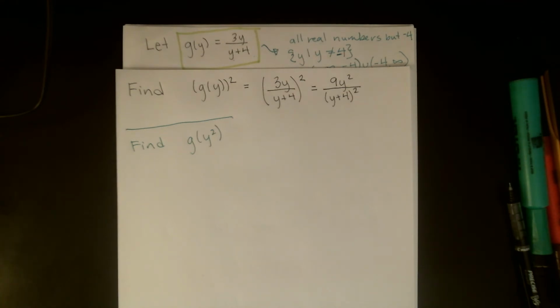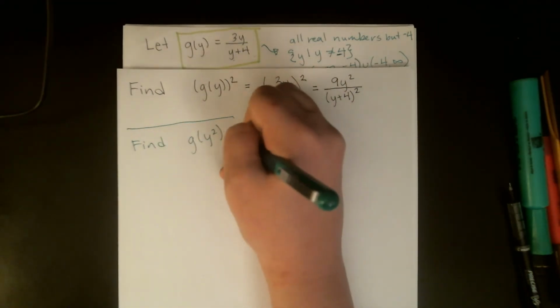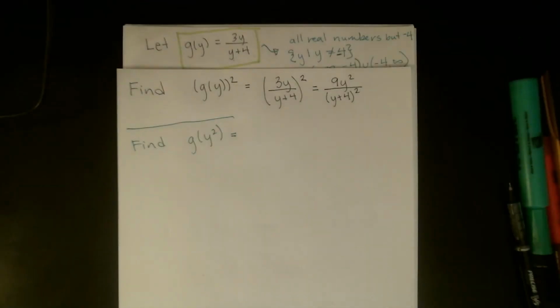That's y plus 4 times y plus 4. So it will not just be y squared plus 16. It'll be y squared plus 8y plus 16. So if we want to compare this to the second one, it's saying input a y squared into function g.